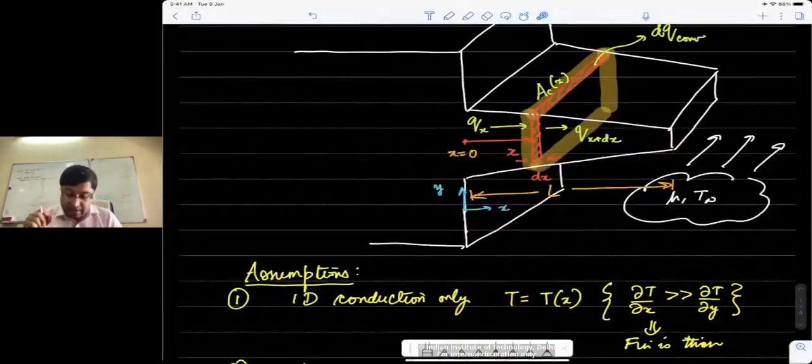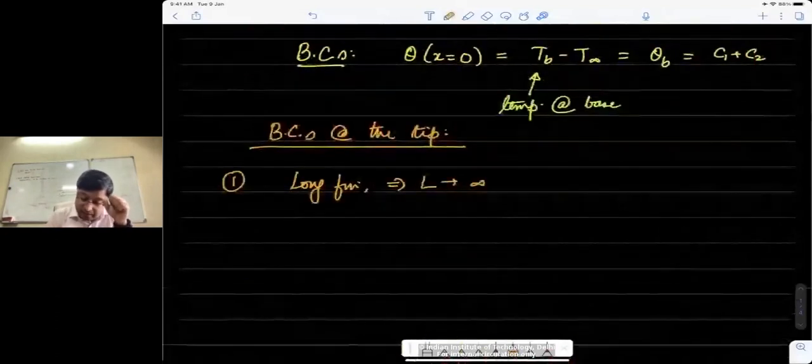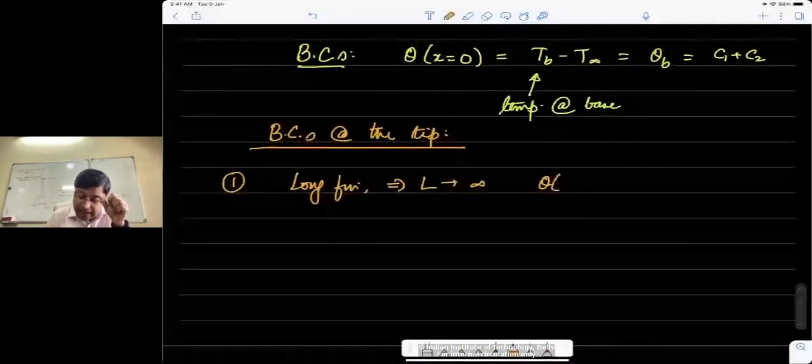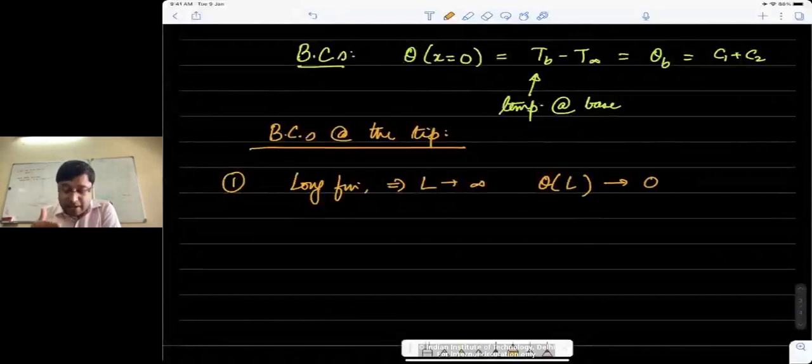Now you can think about this: if the fin is very long, then it gets sufficient time for the solid to cool down to the surrounding fluid temperature. So theta at x equal to L, where L is tending to infinity, goes to 0, because theta is defined as T minus T infinity. So T is basically going to T infinity, so theta should go to 0.